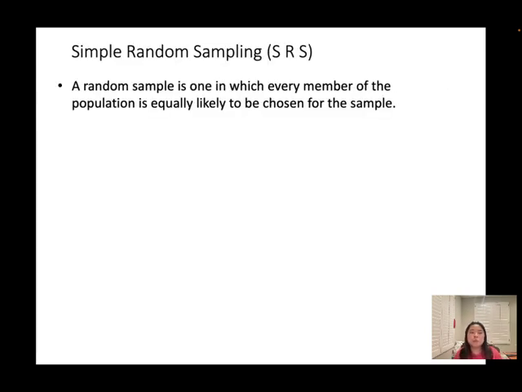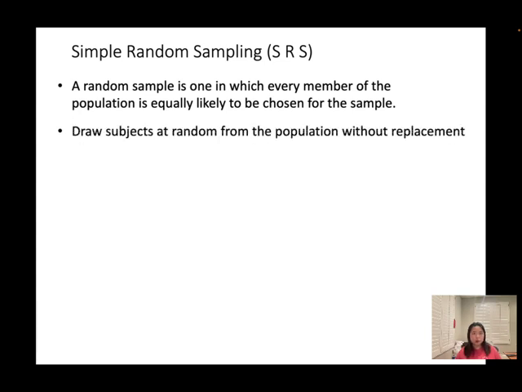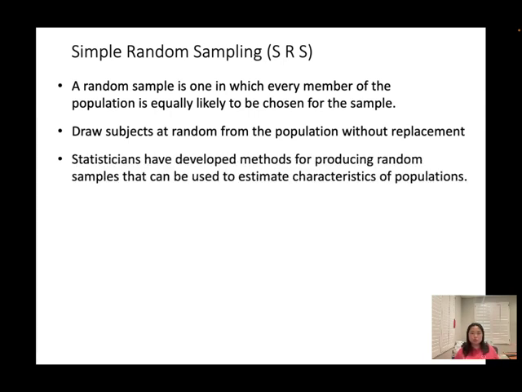Simple random sample. A random sample is one in which every member of the population is equally likely to be chosen for the sample. So if we want to apply simple random sampling, we have to make sure everyone has an equal chance of being picked. And a simple random sample is always when you draw the subjects at random from the population without replacement. So after you pick it out, you can put it back and draw it again.